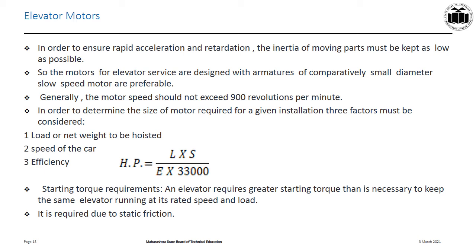The elevator motor should be of very good quality. In order to ensure rapid acceleration and retardation, the inertia of the moving parts must be low. So the motors for elevator service are designed with the armature of comparatively smaller diameter. Slow speed motors are preferable. So generally the motor speed should not exceed 900 revolutions per minute.